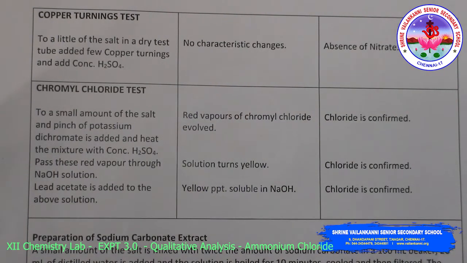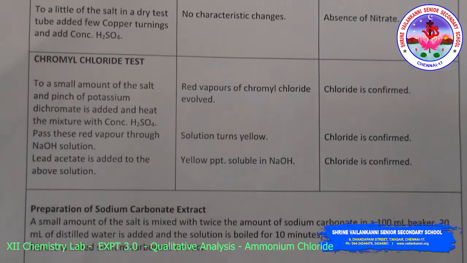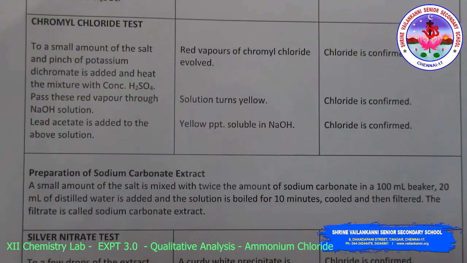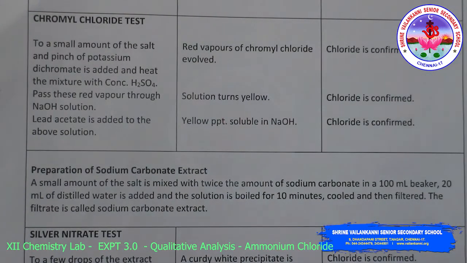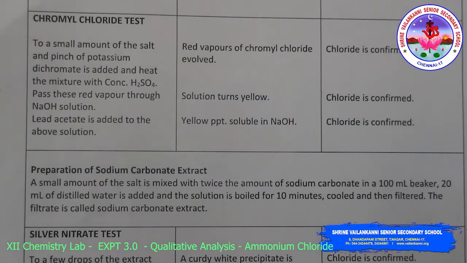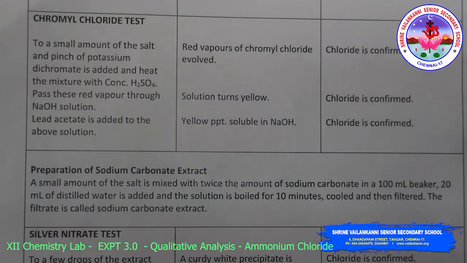Chromyl chloride test, this is the barium chloride, so the chloride confirmation test. Take a small amount of substance, add a pinch of potassium dichromate and heat with concentrated sulfuric acid, pass the red vapors through sodium hydroxide solution. The red vapors of chromyl chloride confirm the chloride, and the solution turns yellow. Again, lead acetate is added to the solution, a yellow precipitate is obtained, that yellow precipitate is soluble in sodium hydroxide, chloride is confirmed. So that is the confirmation test for chloride.